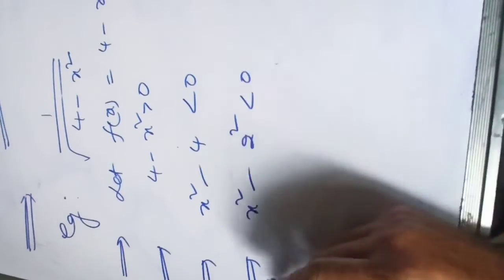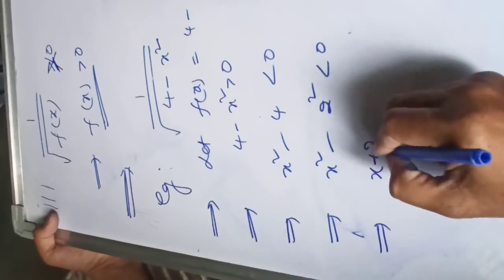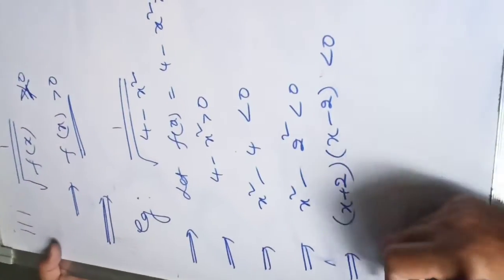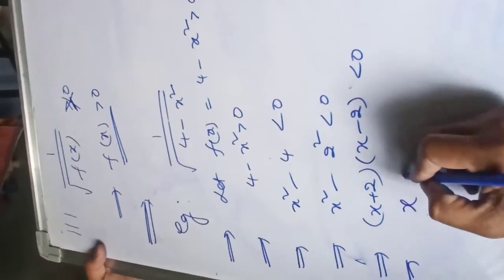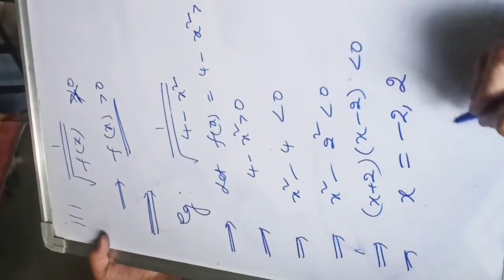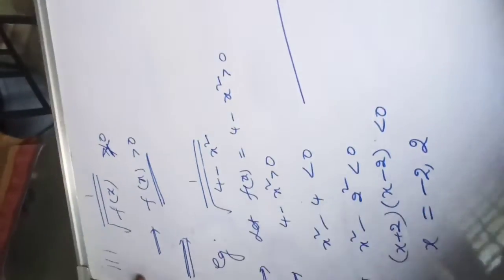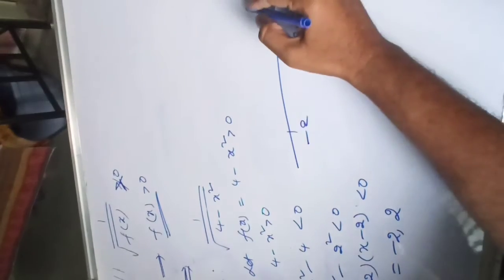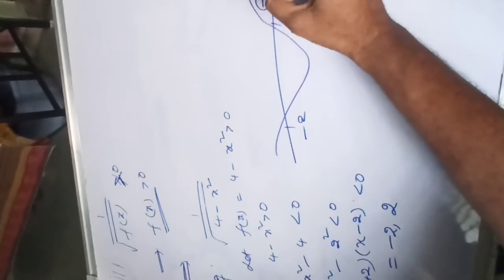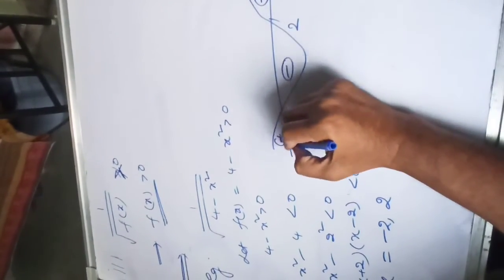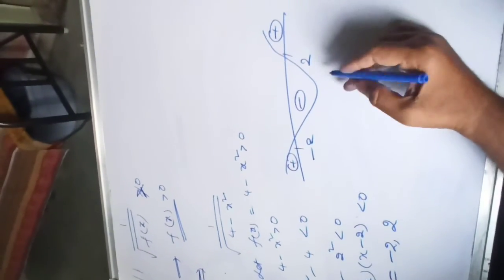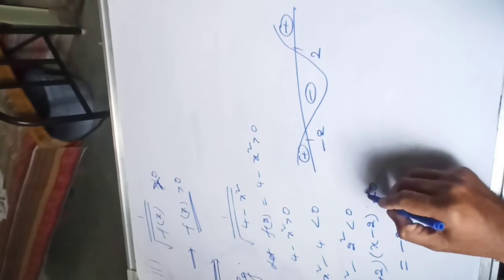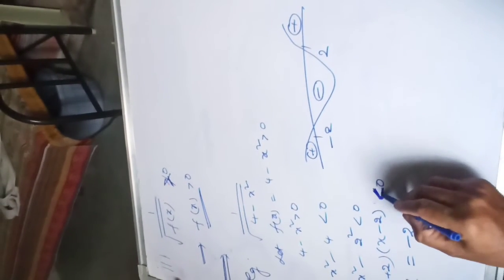A square minus b square means a plus b into a minus b, which is less than 0. So what are the factors we got? x is equal to minus 2 and plus 2. Write these factors on the number line, minus 2 and plus 2. Then start the plus, minus, plus from the right side. Whether to choose plus or minus depends on this symbol.